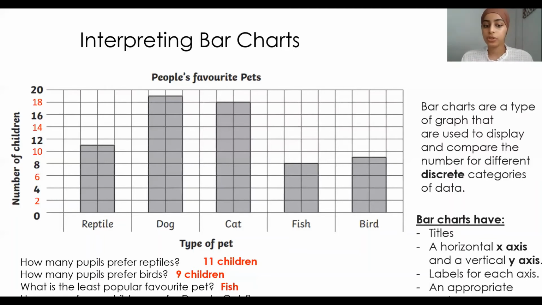How many fewer children prefer dogs to cats? So again, that language of fewer, as well as it's comparing dogs and cats, which means we need to do subtraction. So first things first, we need to work out the amount of children that voted for each. So for dogs, it's right in between 18 and 20, so 19. And for cats, the top of the bar lands exactly on 18. So from 18 to 19, what is the difference? We have one child difference.